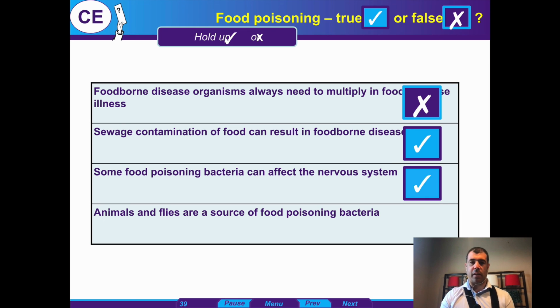Food poisoning bacteria, viruses, food poisoning in general can have very, very serious consequences. People have been paralyzed. Obviously, people died. You can get blind. You can get all sorts of things from food poisoning bacteria and viruses. Animals and flies are a source of food poisoning bacteria.